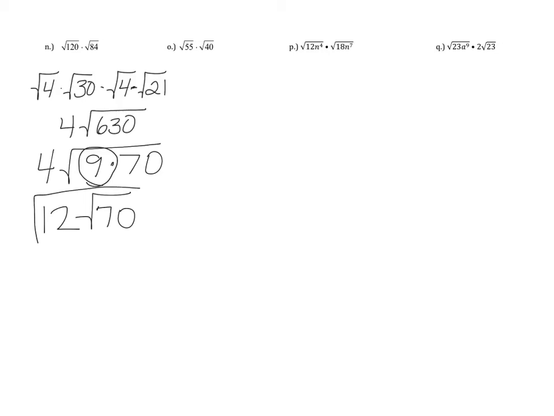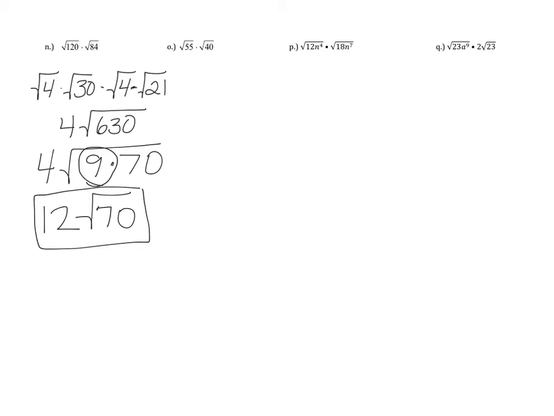Now that's not the only way you could have gotten there, right? You may have noticed a bigger number that goes into 120 and 84. You may have noticed 12, right? But most of the time, and I shouldn't say most of the time, we don't always notice the biggest one. So I wanted to give you an example of a time when you would have to go just further, right?